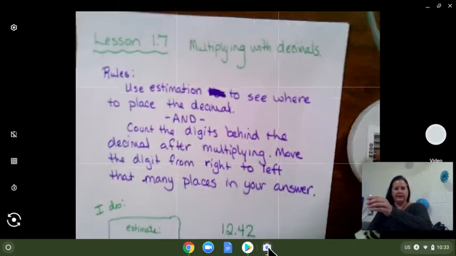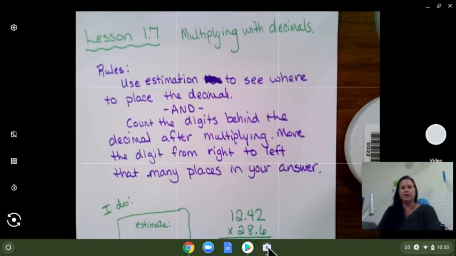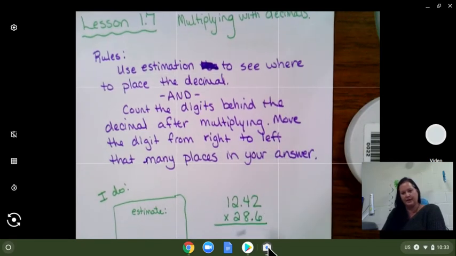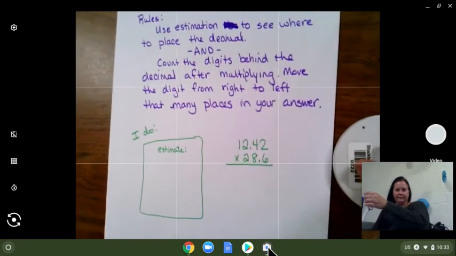So here is our rule for today. We're working on multiplying with decimals. We're going to use estimation to see where to place the decimal. And then we're going to count also. When you're multiplying decimals, what we do is we count the digits behind the decimal to see how many places to move the decimal from the right to the left in your answer. So just watch this one. I'll do an I do right now.